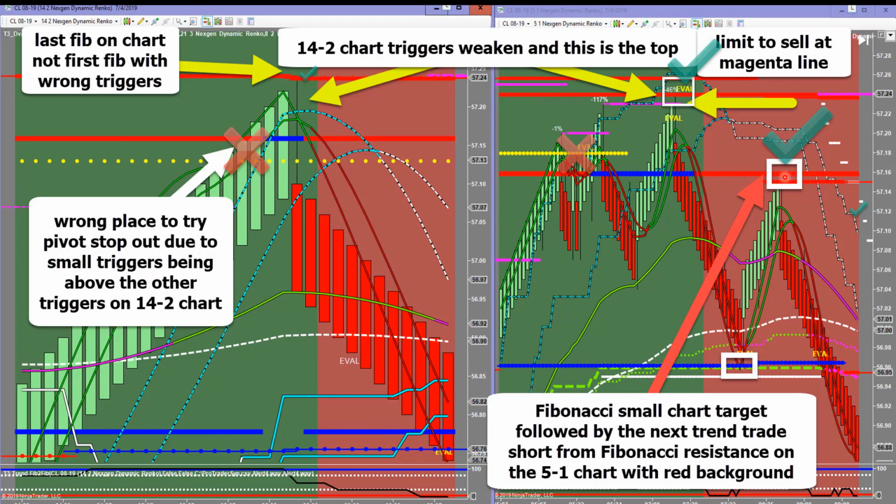Now, if this one works, you almost always get a second bonus trade, which is at Fibonacci resistance when it changes colors, and then you can get the second one. So you can get short, you can make up some money, and then you sell a bounce, and then you make more money. Almost every time.